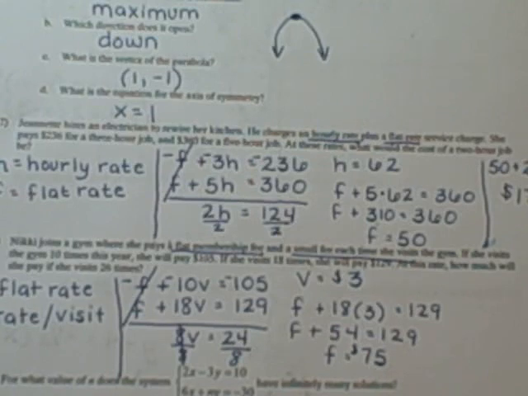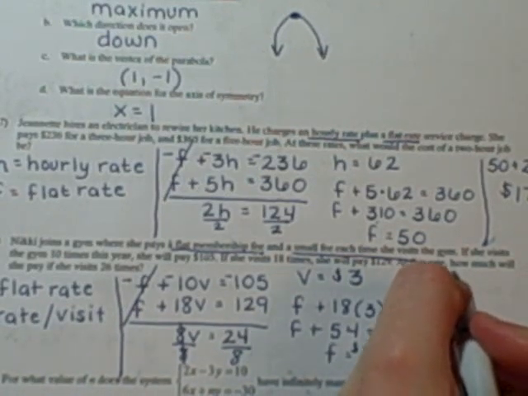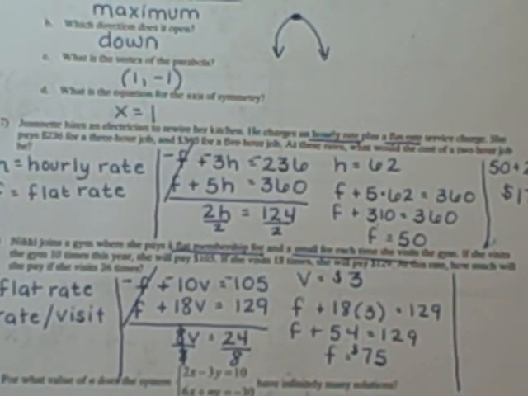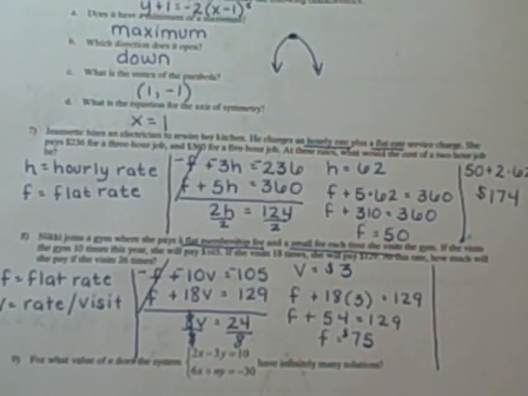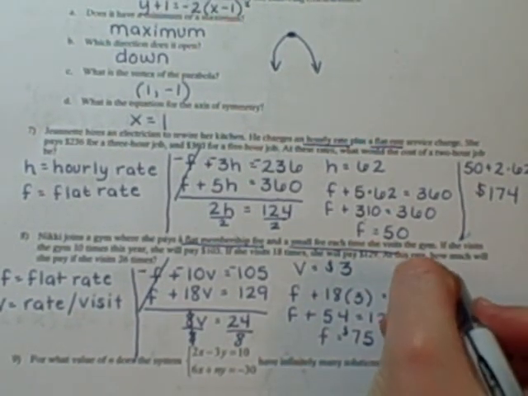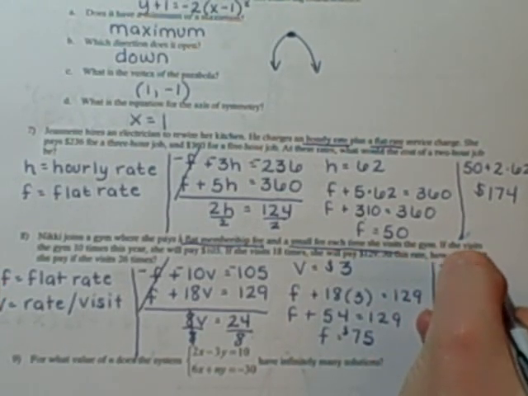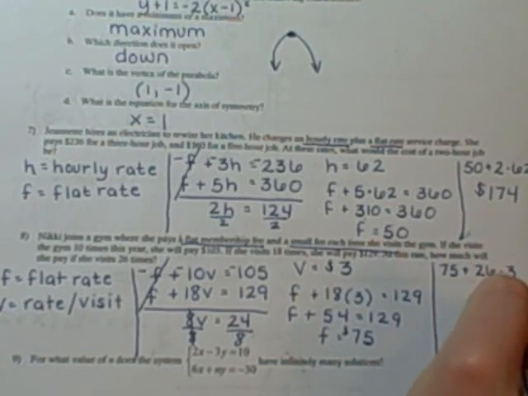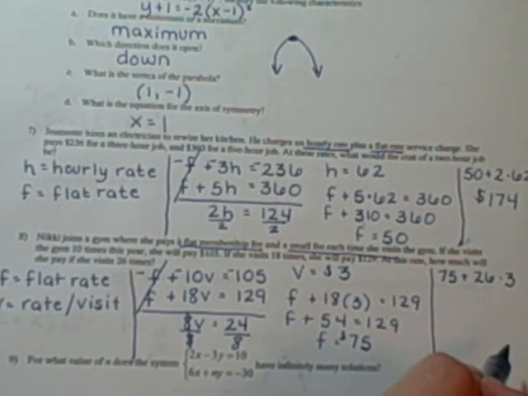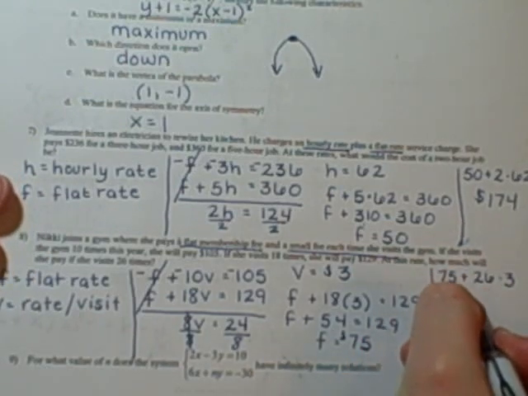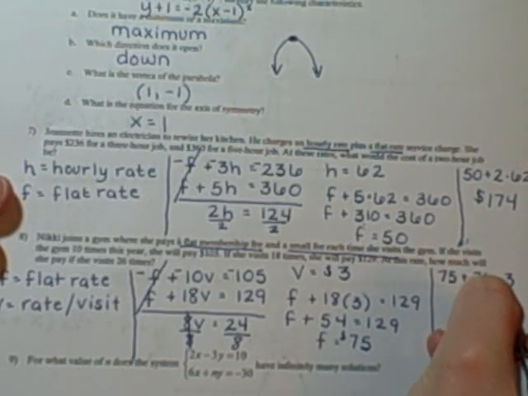Once again, we're not done because this question wants to know how much she would end up paying if she had to visit 26 times. So remember, she'd be paying this flat rate, this $75 membership fee, plus she'd be paying $3 per visit for 26 visits. Okay, so here's what that would look like. Here's my flat rate, and then I'm paying for 26 visits, so 26 times the $3, and 75 plus 26 times 3 leaves me with a grand total of $153.